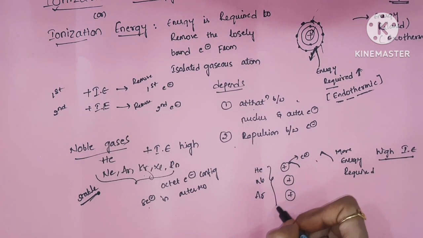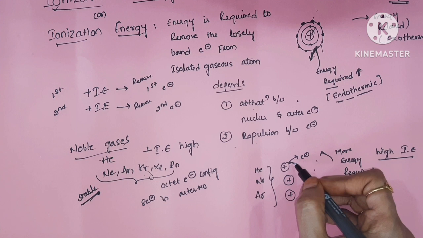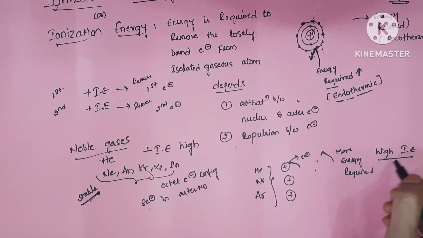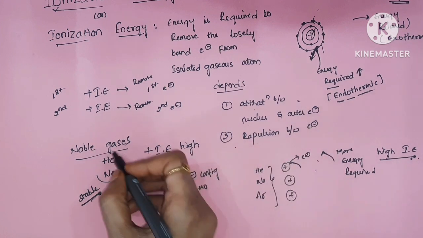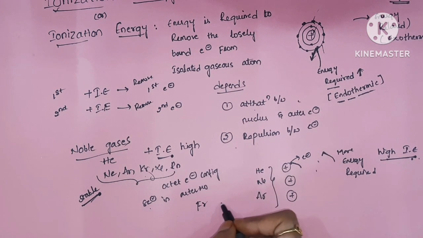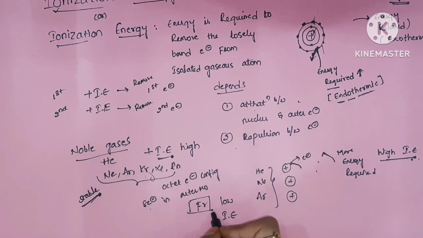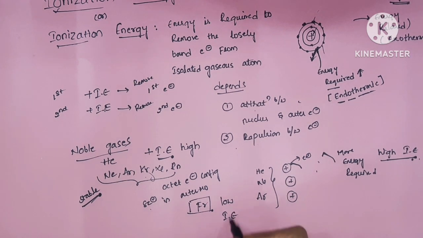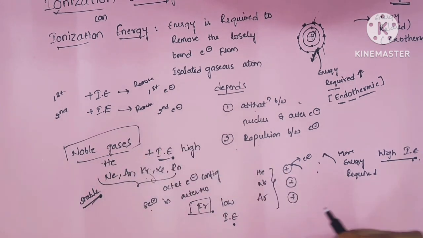Why? Because these are more stable. If we remove the electron from it, we need more energy. That's why high ionization enthalpy is needed. So among all elements in the periodic table, noble gases have the highest ionization energy or enthalpy, and francium has very low ionization enthalpy. Francium, you have to remember, has low ionization enthalpy and noble gases have high ionization enthalpy.